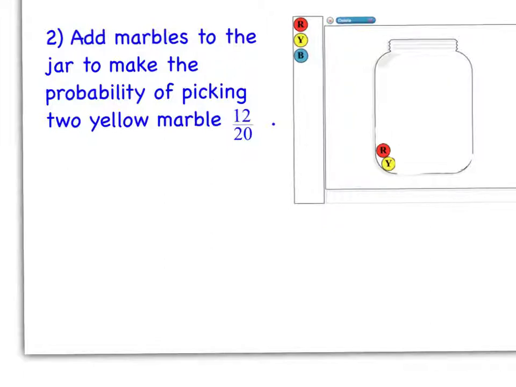It says, add marbles to the jar to make the probability of picking 2 yellow marbles 12 over 20. So I'm going to think here, we're going to be choosing 2 yellow marbles. I want you to think, is this an independent problem or is this a dependent problem? If we're going to pick 2 from the very beginning. Hands up in the air.